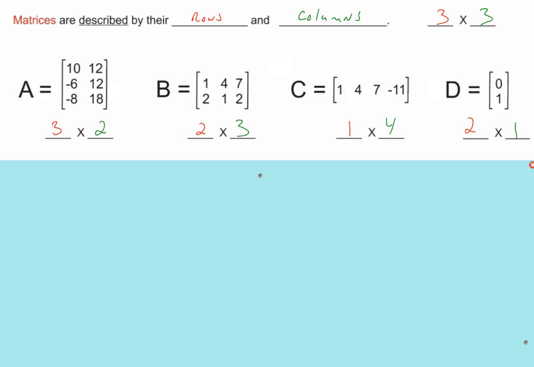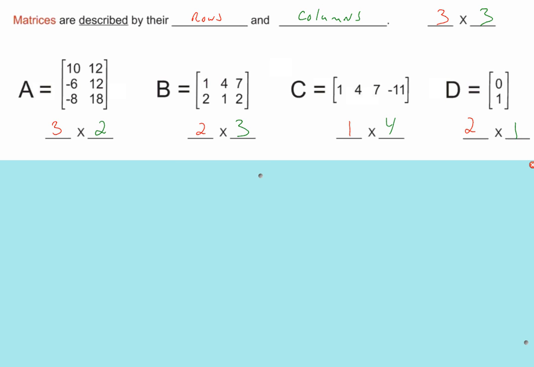And hopefully you went 4 for 4. Doing rows, columns. First one has 3 rows and 2 columns. Second one has 2 rows and 3 columns. Third one has 1 row, 4 columns. And then the last one has 2 rows and 1 column.